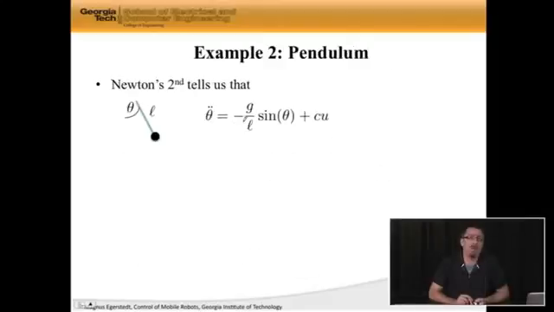Now, let's take another model. Here is a pendulum, and the pendulum is attached up here on the ceiling somewhere, and it's swinging with an angle theta. It has length L, and the angular acceleration turns out to be minus gravity over the length times sine of this angle plus cu. And the way we should interpret this is that we're actually applying a torque up here that allows us to swing the pendulum in certain ways. Okay, let's write this as an LTI system.